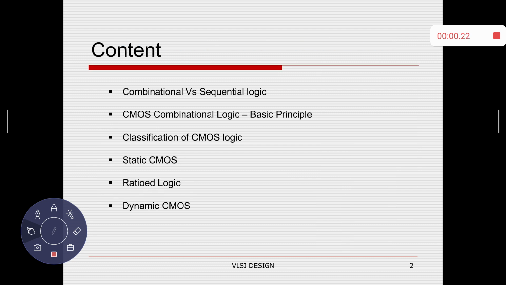And these are the contents we are going to discuss today. Firstly, we are going to discuss the very basic difference between combination and sequential logic circuits. Then we are going to discuss how CMOS logic will be helpful for designing combination logic circuits. And followed by, we focus on three different types of CMOS combination logic, namely static CMOS logic, ratio logic, and dynamic CMOS logic.